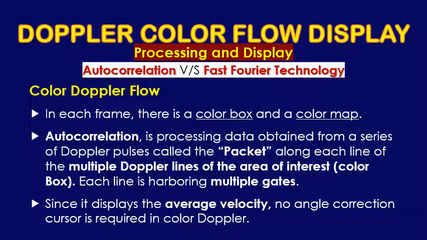So again, each scan line contains many sample volumes and is receiving many Doppler pulses, called the packet or the ensemble length. What the autocorrelation is doing is processing all the Doppler pulses that are running through the scan line, and then correlating each pulse with the next, and the next, and the next. At the end, it will give me the average of these velocities. That's why the color is representing the average velocity, not the accurate velocity, because it's a correlation of many pulses. And as we see here, because it is the average velocity, we don't need an angle correction arm or an angle correction cursor. Why? Because we are not representing the accurate velocity. We are representing the average or the mean velocity.